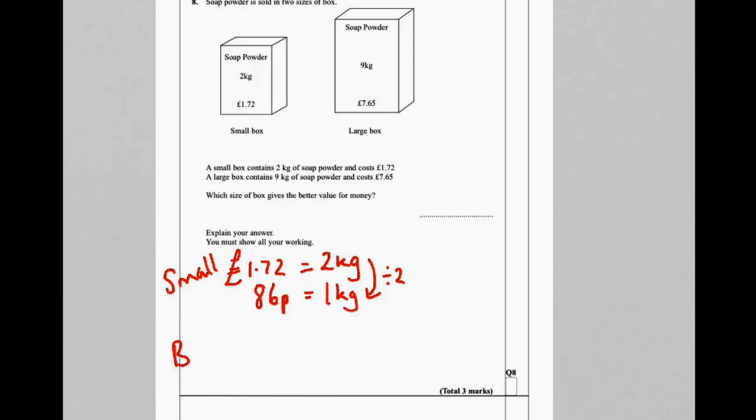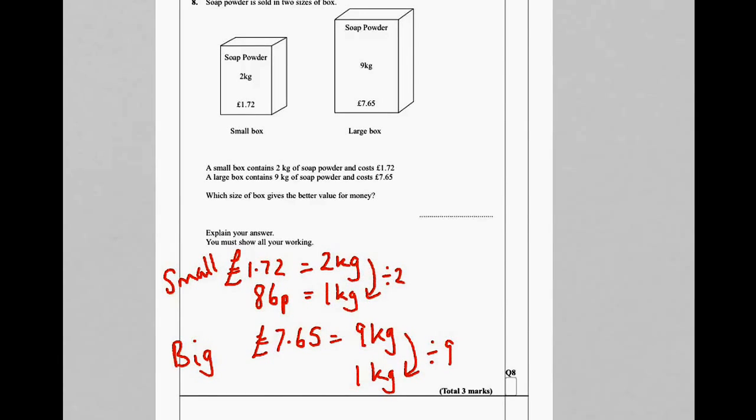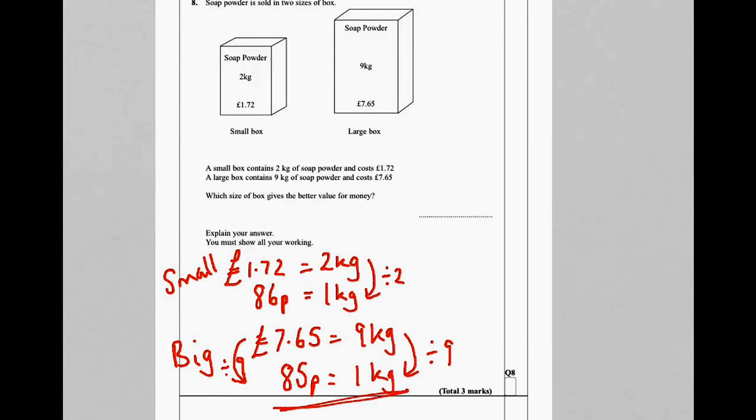And then if I do the same for the big box, which is £7.65 for 9 kilograms, this time I want to divide it by 9 to find 1 kilogram. So I also divide my cost by 9. £7.65 divided by 9 tells me that it's 85p per kilogram. And then it's very clear to see that the big box offers me better value for money because I only have to pay 85p for 1 kilogram. So now I can put big box.